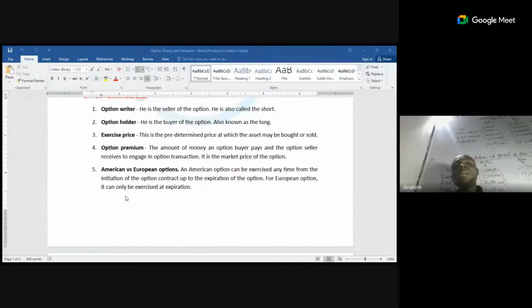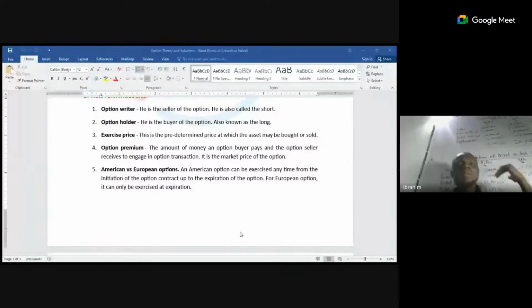So my point here is European option can only be exercised at the expiration, at the date we say, oh, you will sell this right. You cannot sell it within that range, within that period. That is a European option.